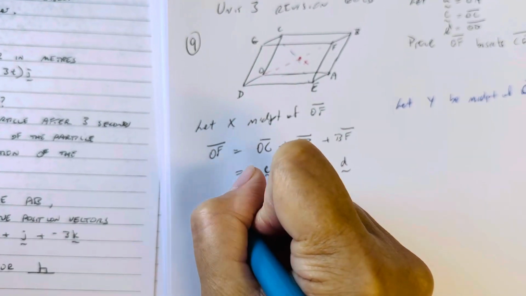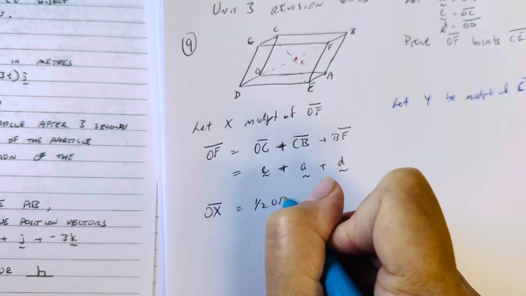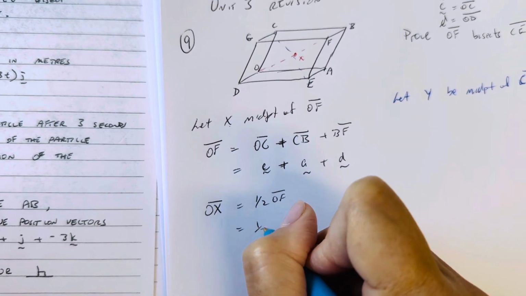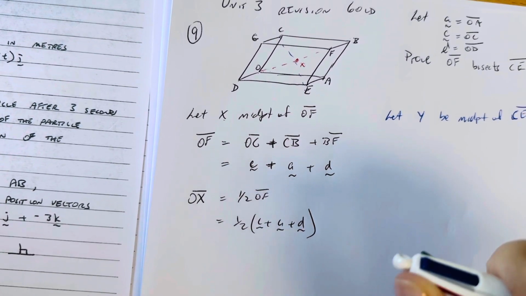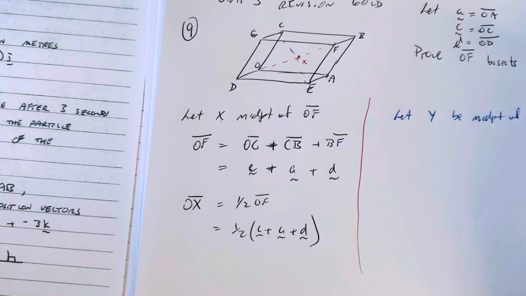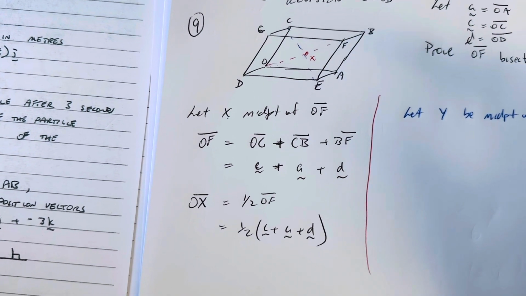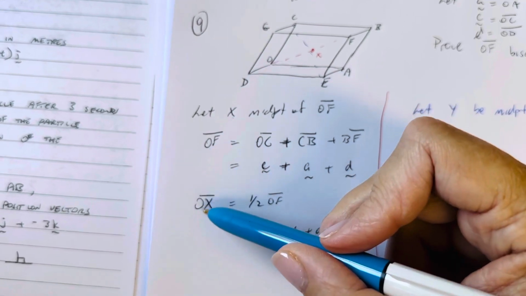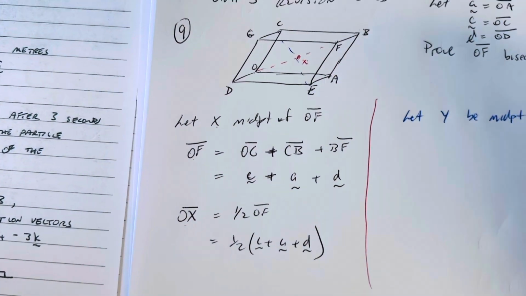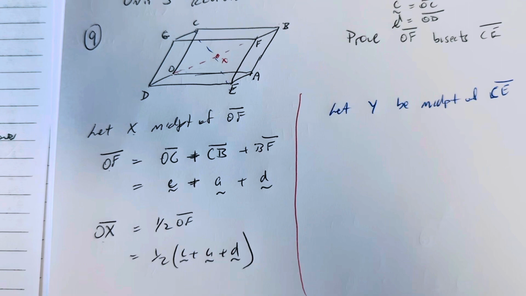Therefore, OX will be a half of OF. So that's a half (C plus A plus D). That is the easier part of this question because OF is coming from the origin. Therefore, OX is just half of that. A little bit trickier on this side.